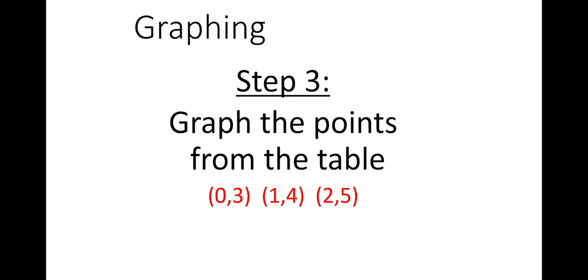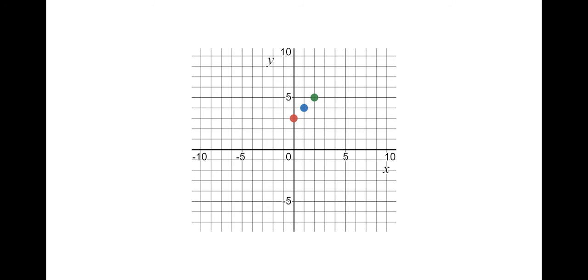So now we have our table of values. Now we are going to graph. Step 3 says graph the points from the table. So our points are (0, 3), (1, 4) and (2, 5). After we plot (0, 3), (1, 4) and (2, 5), we say the points lie in a line and it's in increasing order. So the positive slope is increasing.